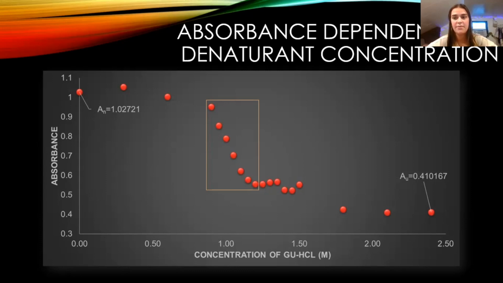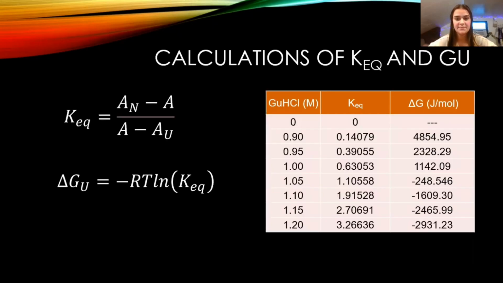Within this section, the protein is in the process of unfolding, and we see a more linear relationship between the concentration of denaturant and the absorbance. These values will be used to calculate the equilibrium constant for the denaturization of myoglobin and the Gibbs free energy of unfolding. At concentrations below 0.9, the myoglobin is mostly in its folded form. By 1.8 molar of guanidine hydrochloride, most of the myoglobin is in its unfolded conformation.